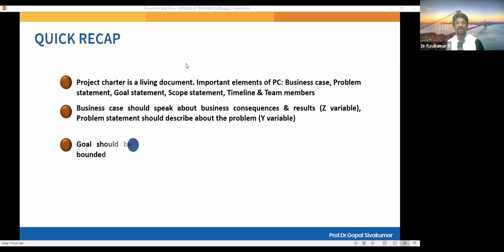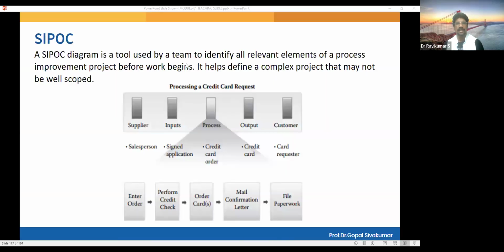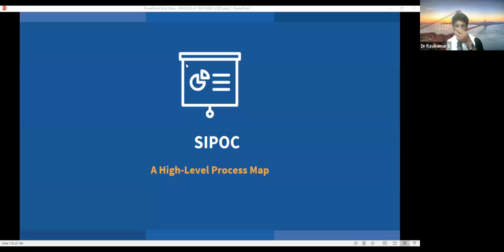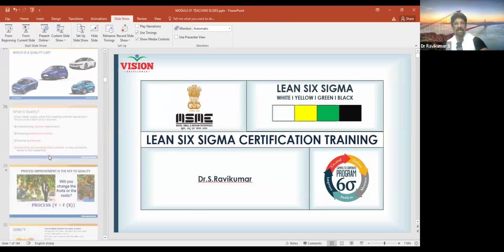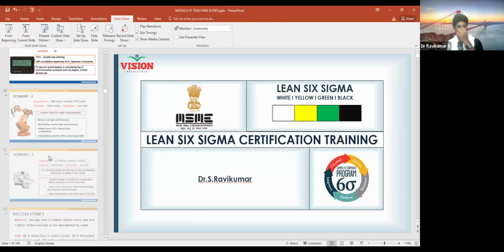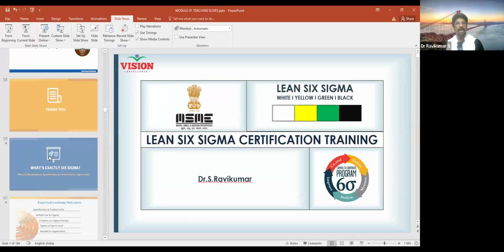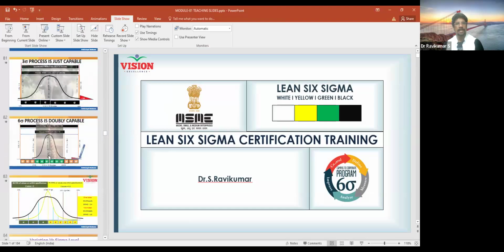Okay, then we go for an interesting topic. SIPOC. What is a SIPOC? The SIPOC is a high-level process map, guys. My goodness, this goes back to the same old story. The SIPOC is a high-level process map. What does it mean by high-level process map?